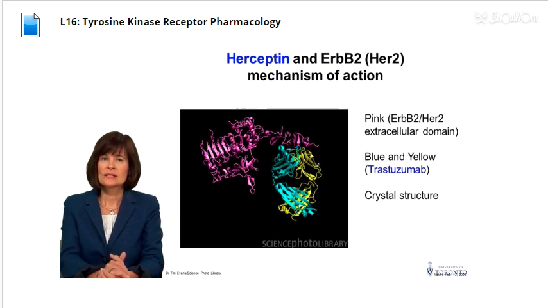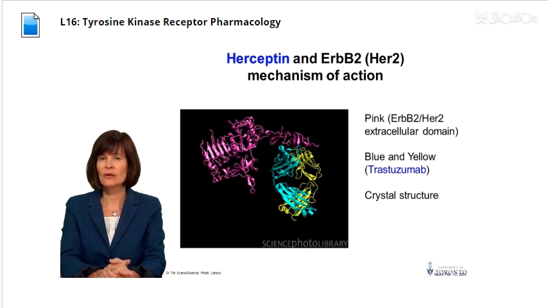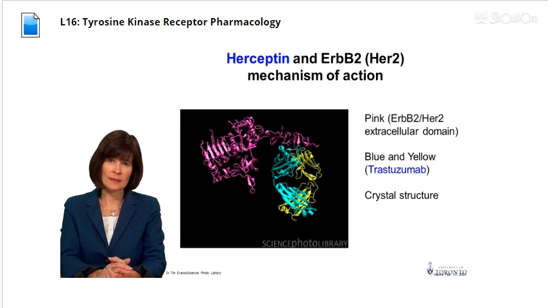In the figure shown on this slide, you can see what's called the crystal structure of Herceptin, shown in blue and yellow, and the extracellular domain of the ERBB2 receptor, shown in pink. As you can see, the antibody is a very large molecule, and when it's bound to the ERBB2 extracellular domain, it changes the conformation of this receptor.